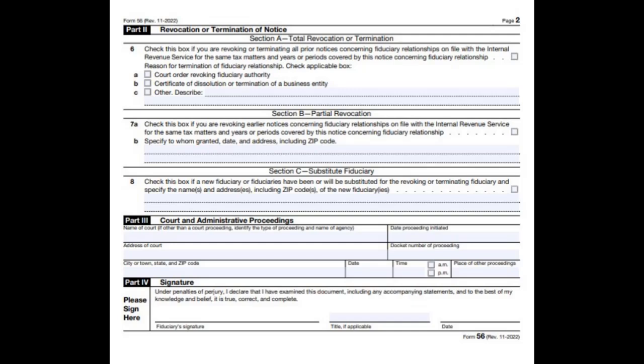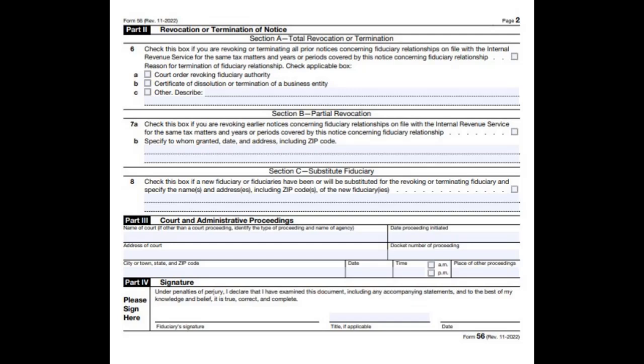Complete this section if your fiduciary role arises from a court or administrative proceeding, excluding bankruptcy. Attach a brief description of the assets you are managing and the actions you are authorized to take, e.g., hearings, creditor meetings, asset sales. Part 4, Signature. Sign and date the form under penalty of perjury, declaring that the information provided is accurate to the best of your knowledge. If applicable, include your title.